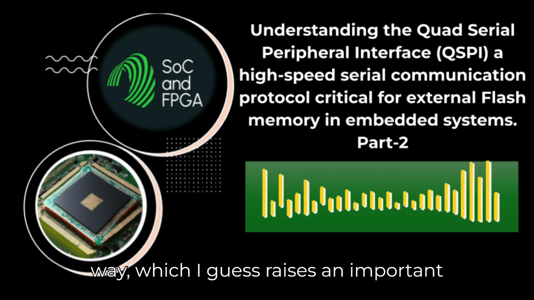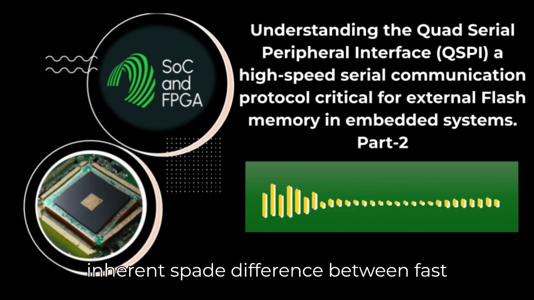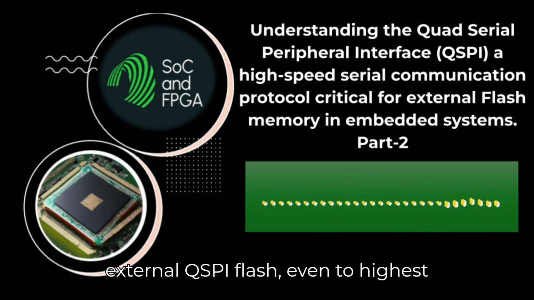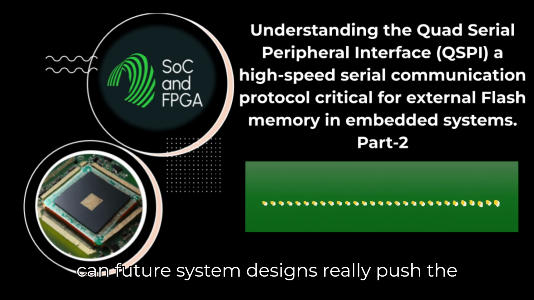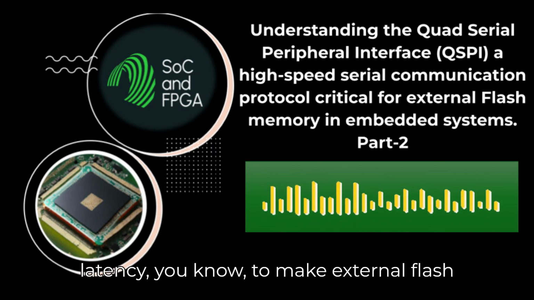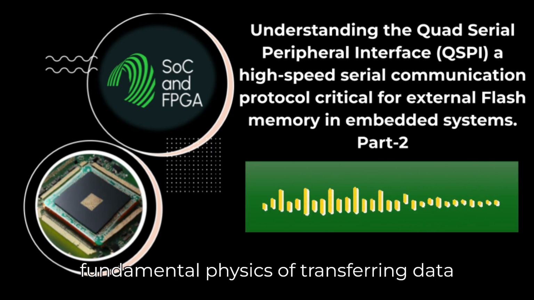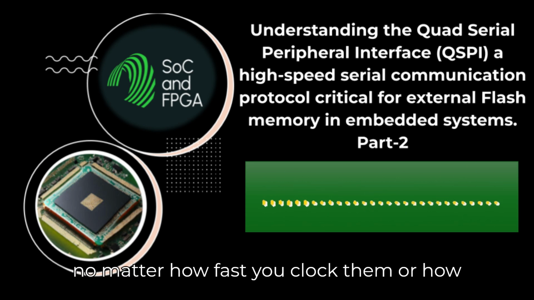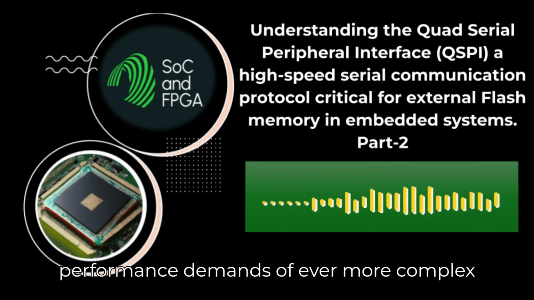It definitely seems that way, which I guess raises an important question as we look forward. Given that inherent speed difference between fast internal CPU caches and accessing external QSPI flash, even at the highest achievable QSPI speeds, how much further can future system designs really push the limits of cache size and sophistication to try and mask that external memory latency, to make external flash feel almost like internal memory? And conversely, is there a point where the fundamental physics of transferring data reliably over just a few external pins, no matter how fast you clock them or how clever the cache is, becomes an insurmountable barrier to meeting the performance demands of ever more complex embedded applications?